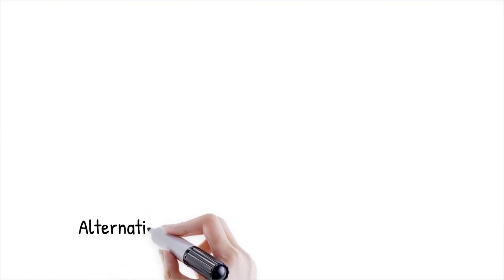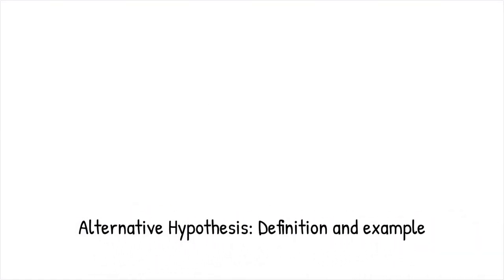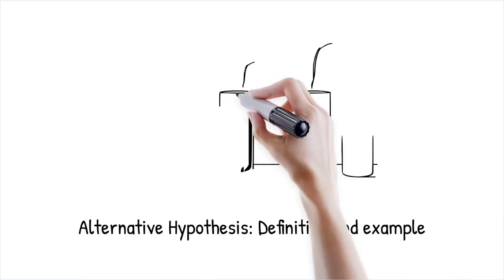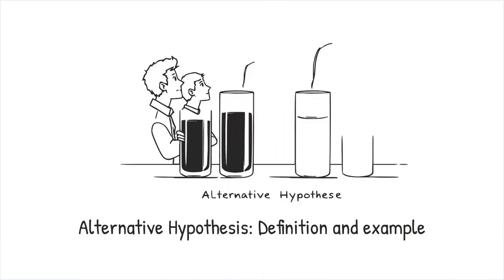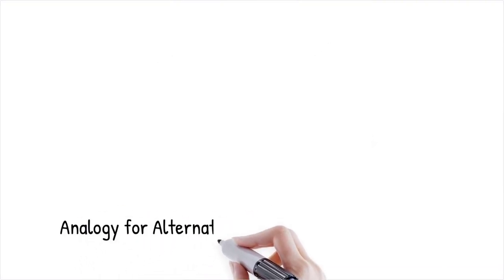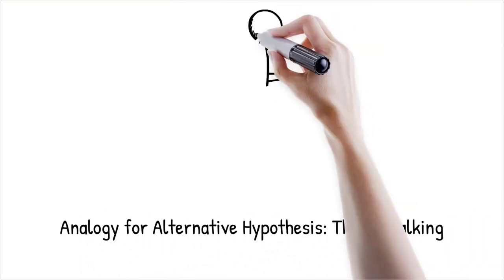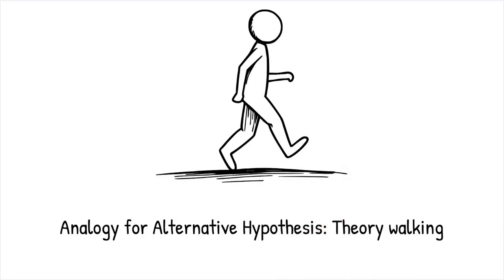In contrast, the alternative hypothesis H1 or Ha proposes a predicted effect or difference, e.g., caffeine consumption leads to faster reaction time than placebo, much like a theory taking its first step. It wants to walk, but must be tested for strength.